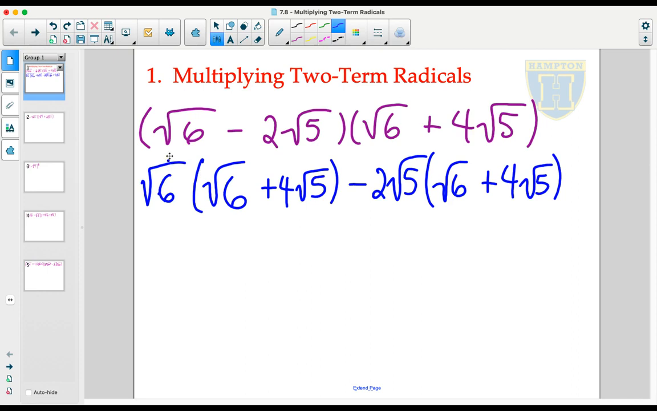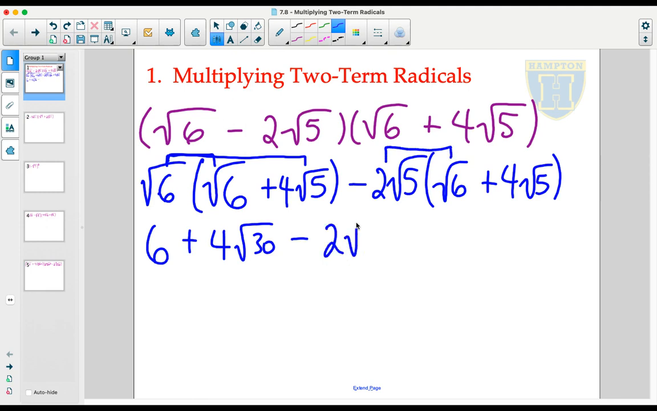Root 6 times root 6 is just 6. That's the square root of 36, which is 6. Root 6 times 4 root 5 is 4 root 30. Negative 2 root 5 times root 6 is negative 2 root 30. And then negative 2 root 5 times 4 root 5 is negative 8 times 5. The 2 and the 4 make the 8. The root 5 times the root 5 makes positive 5.